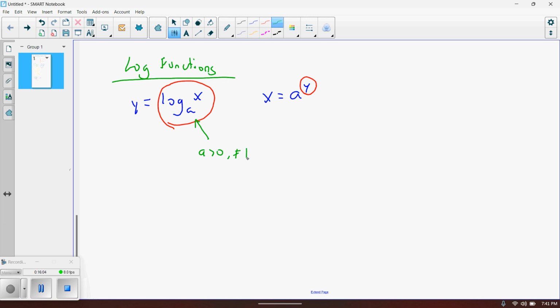The domain of a log function, in other words, what you can take the log of, the log domain x here, or your argument, must be greater than 0. You cannot take the log of 0, and you cannot take the log of a negative number.